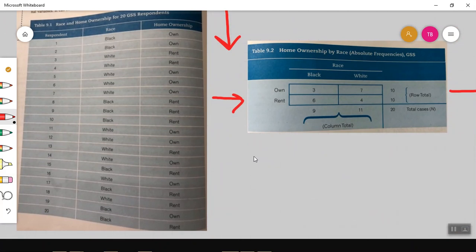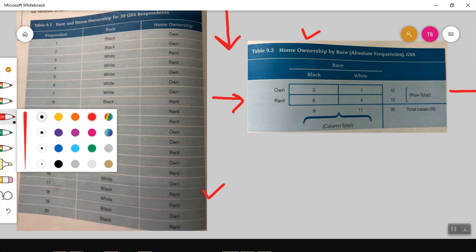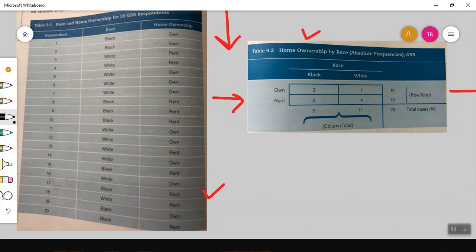So here's two tables. They're saying the same thing. As you can see, one very complicated and the other not so complicated. So basically what they did is they took this first chart and they made it a little bit less complicated. So you went from here over to here, and they took the same information, homeownership, and then they took the respondent's race and attached it over here.